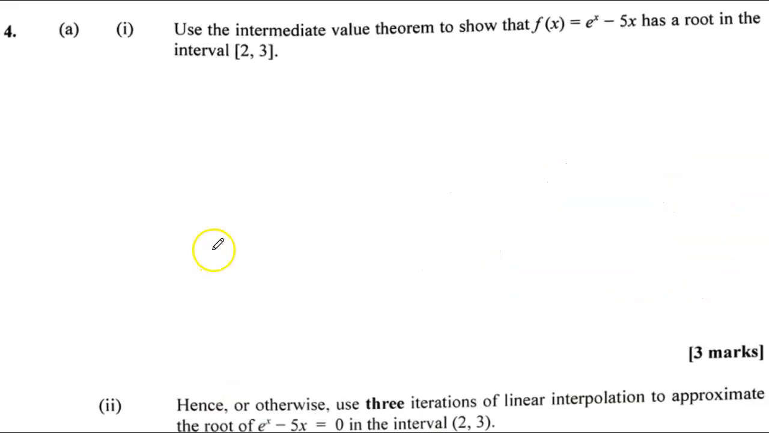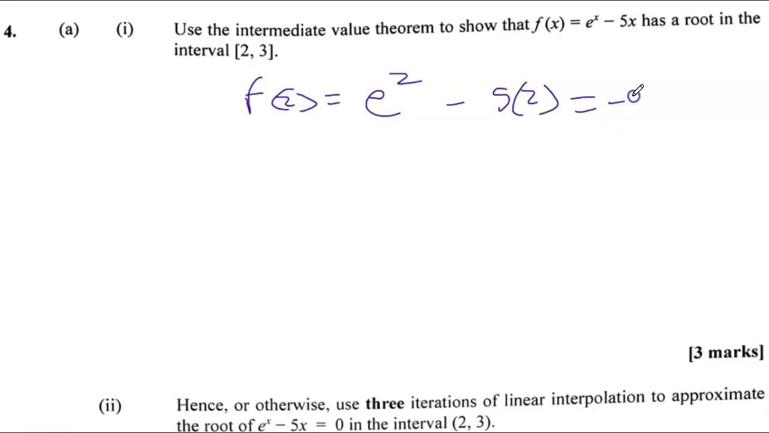Okay, so now we are at question 4. Use the intermediate value theorem to show that f of x equals e to the power of x minus 5x has a root in the interval 2 to 3. So we do this by finding f of 2. f of 2 will be e, replacing x with 2, so e to the 2nd power minus 5 times 2. We can just punch that in our calculator and we end up with minus 2.61094, using 5 decimal places here.